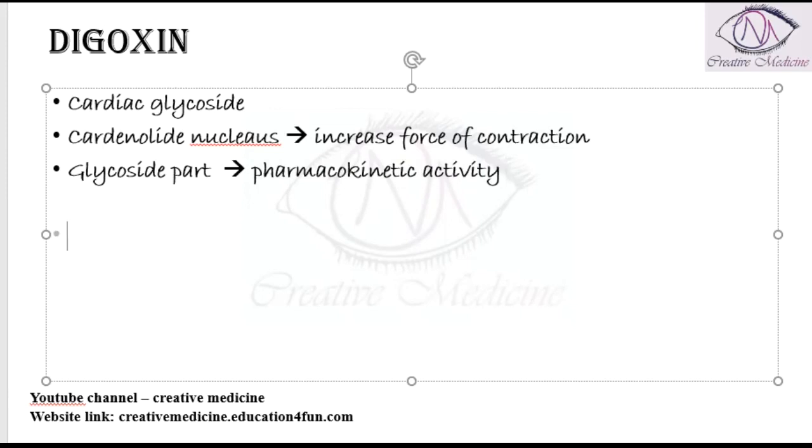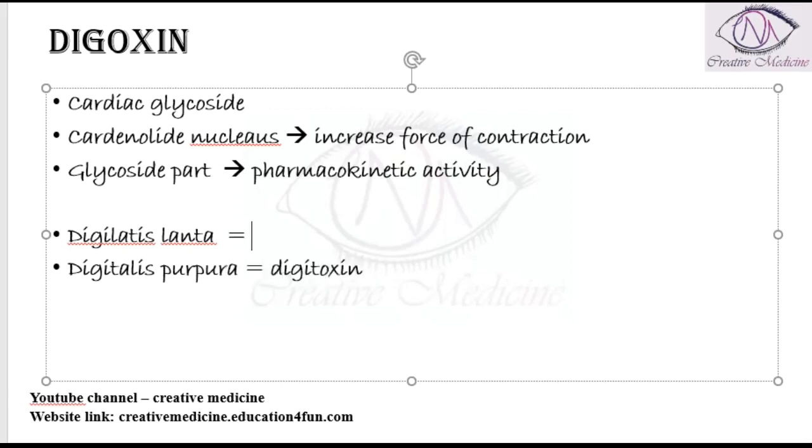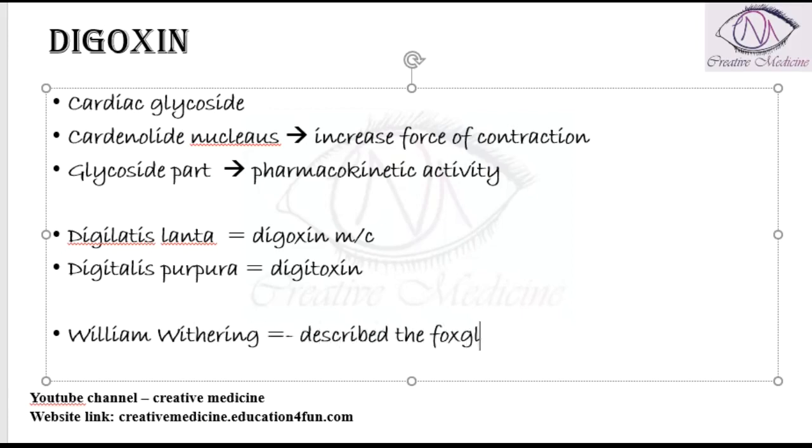So digitalis is mainly obtained from digitalis lanata, or it can also be obtained from digitalis purpurea. Actually, the drug digitoxin is mostly obtained from digitalis purpurea, whereas the drug digoxin is more commonly obtained from digitalis lanata. The first scientist who described this drug is William Withering. William Withering is the one who described the foxglove in 1785.